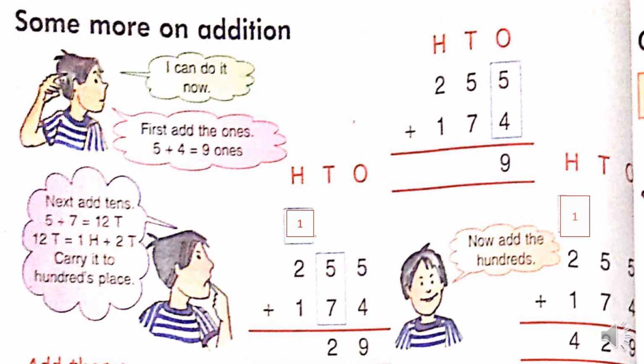How is he saying to do it? First add the ones. When you are doing addition, we always have to start with the ones column digits. Yes or no? So first we have to add the ones column digits. 5 plus 4. Which number is bigger? 5. So keep 5 in your mind, 4 is in your hand. 5, after that 6, 7, 8, 9. So 5 plus 4 is equal to 9 ones. So we are writing 9 here.